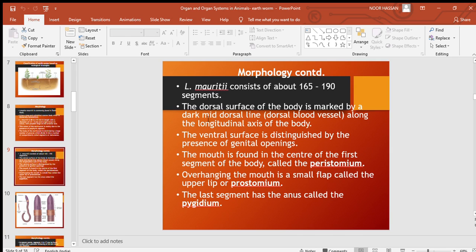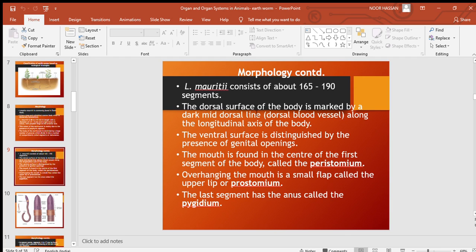In the middle of the body, this dorsal surface is marked by a line. So you can easily differentiate the dorsal surface of the body by observing this mid-dorsal line, and it is because of the presence of the dorsal blood vessel along the longitudinal axis of the body.